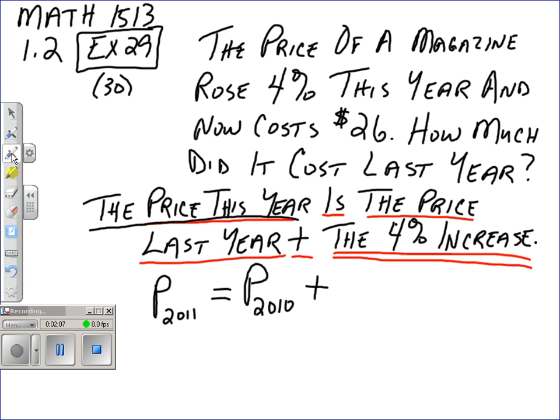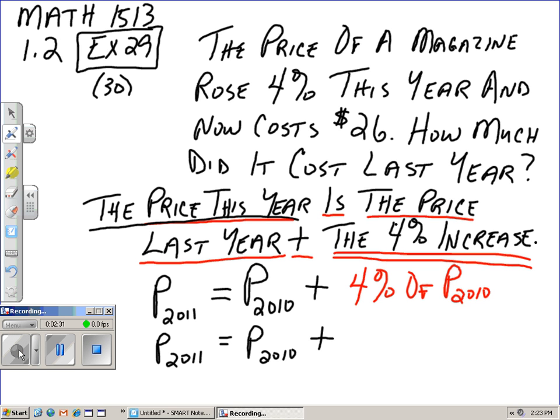Well, the increase was a 4% increase. 4% of what? That's our question. Plus 4% of what? What did they increase? Well, they increased last year's price. They took last year's price and increased it. So the increase is going to be 4% of last year's price.